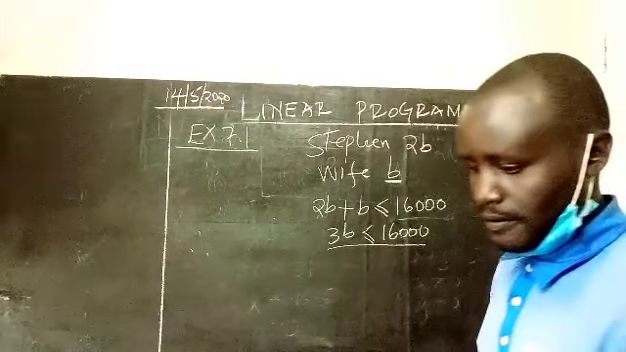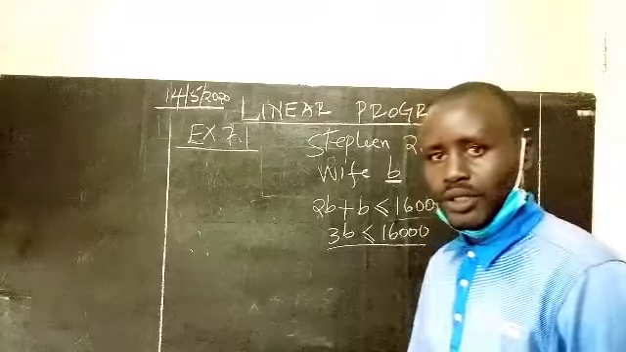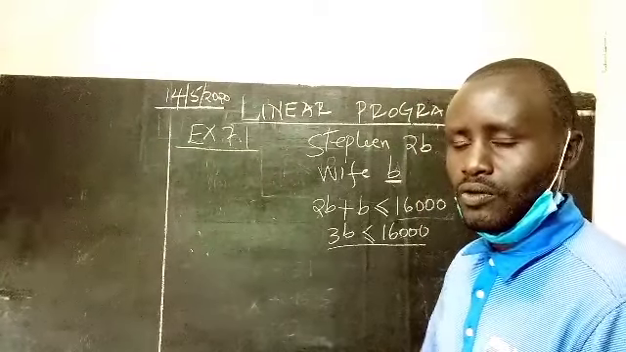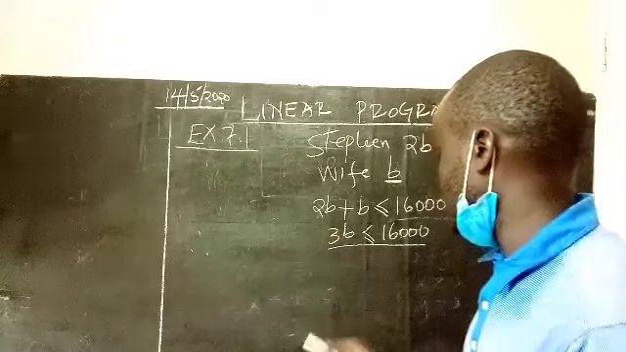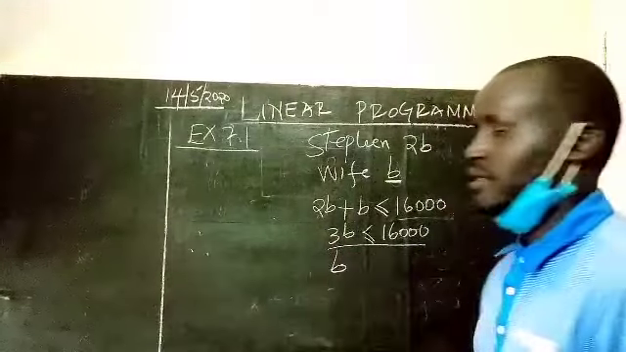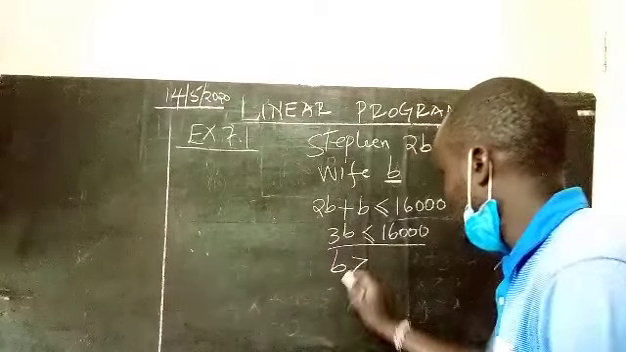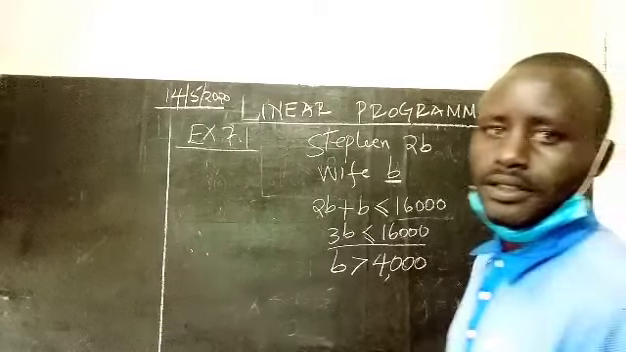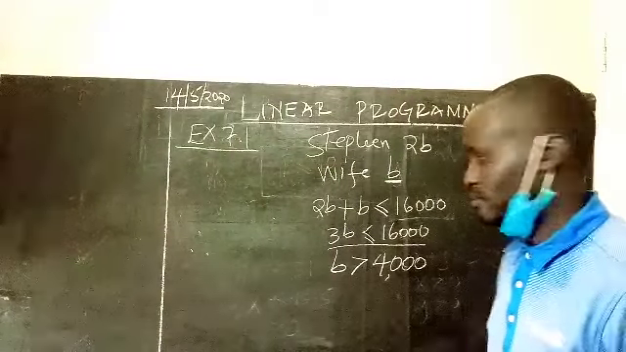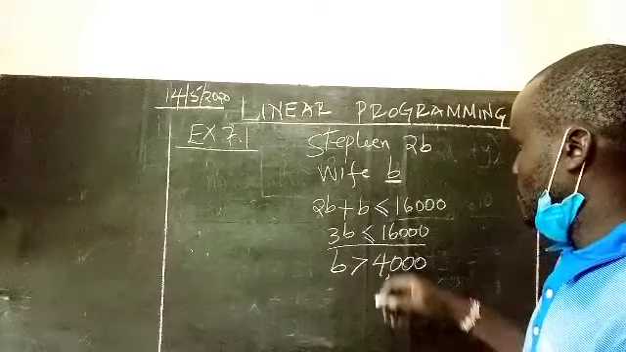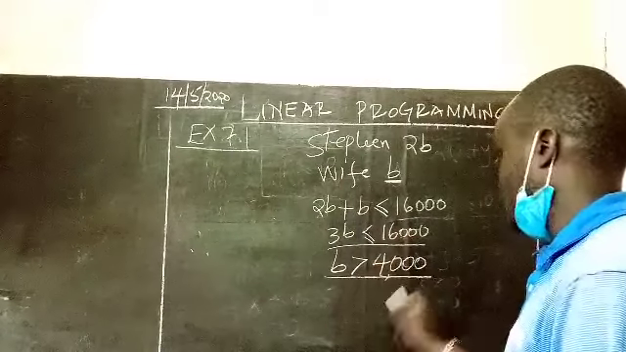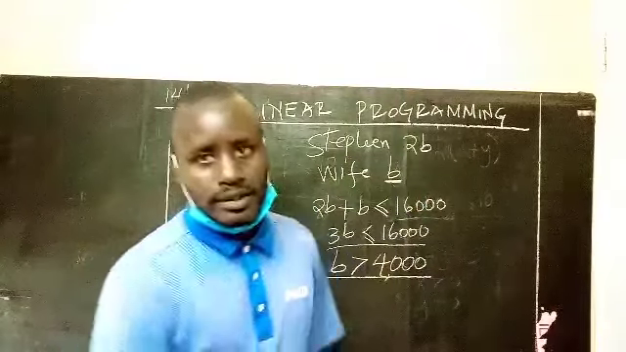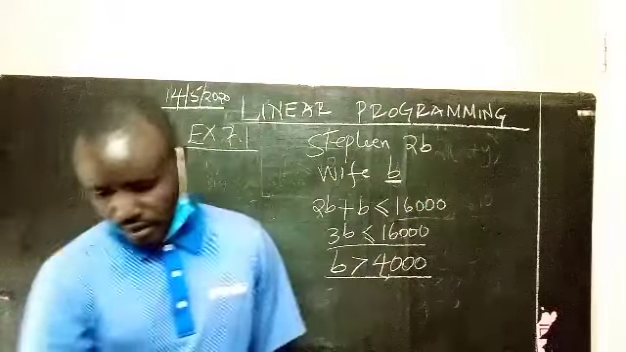Then secondly, we know that the wife's salary is in excess of 4,000 Kenya shillings, meaning we are going to have B is more than 4,000 Kenya shillings. So the 2 are the required inequalities that we want in this question.